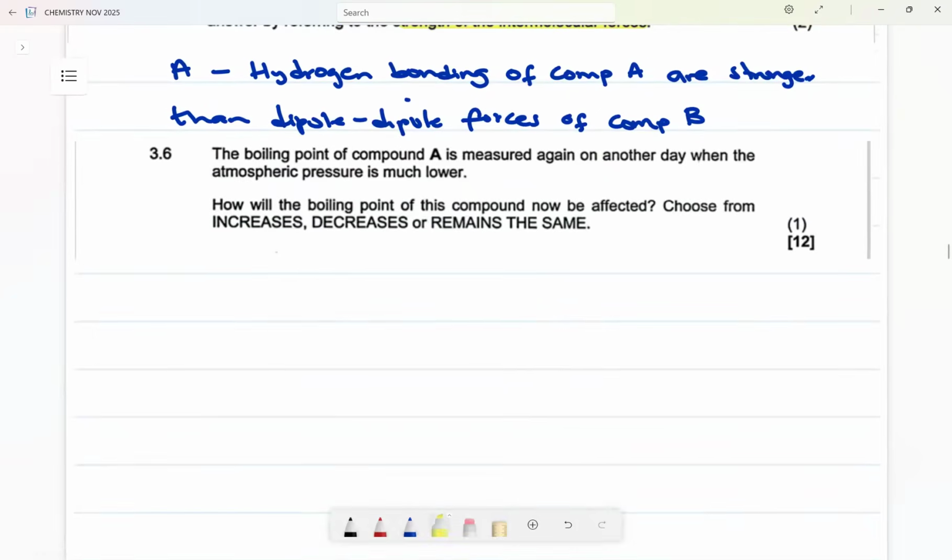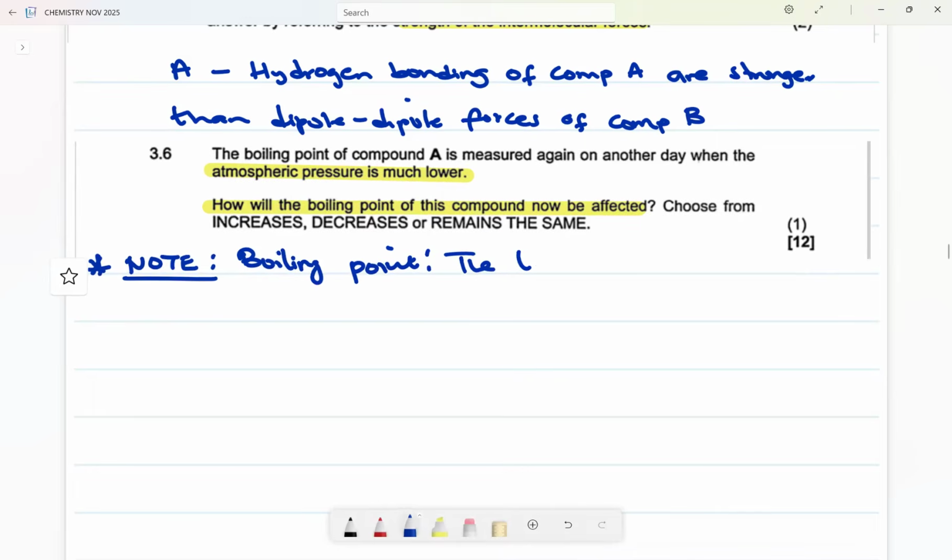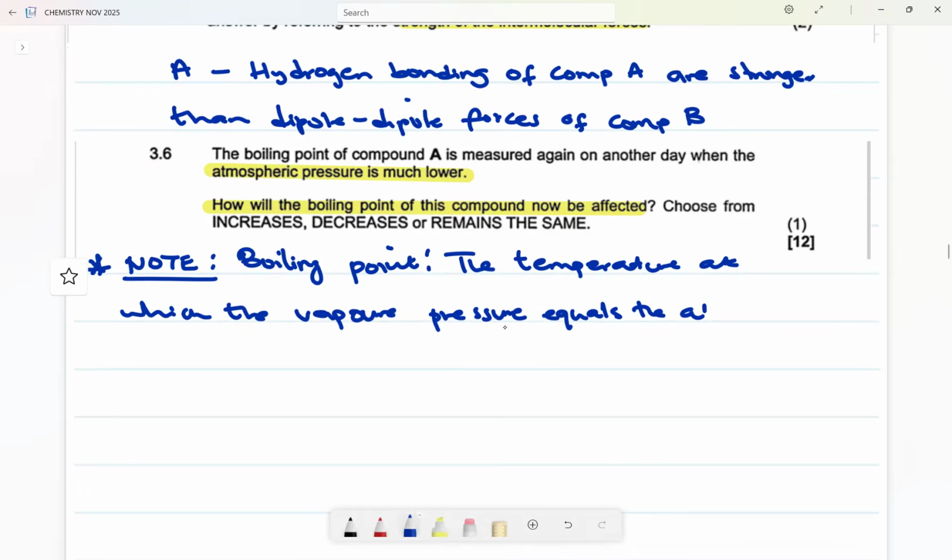Then the boiling point of compound A is measured again on another day when the atmospheric pressure is much lower. How will the boiling point of this compound now be affected? Choose from increase, decrease, or remain the same. Now, first things first, note the definition of a boiling point. What is a boiling point? The boiling point is the temperature at which the vapor pressure equals the atmospheric pressure.